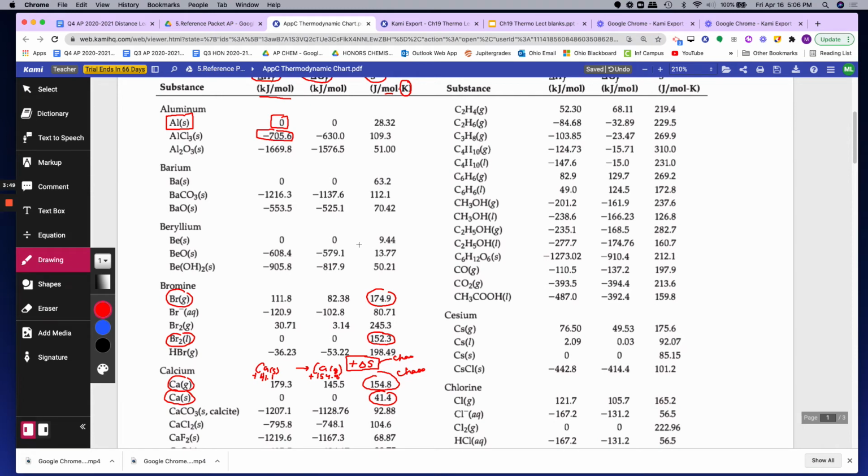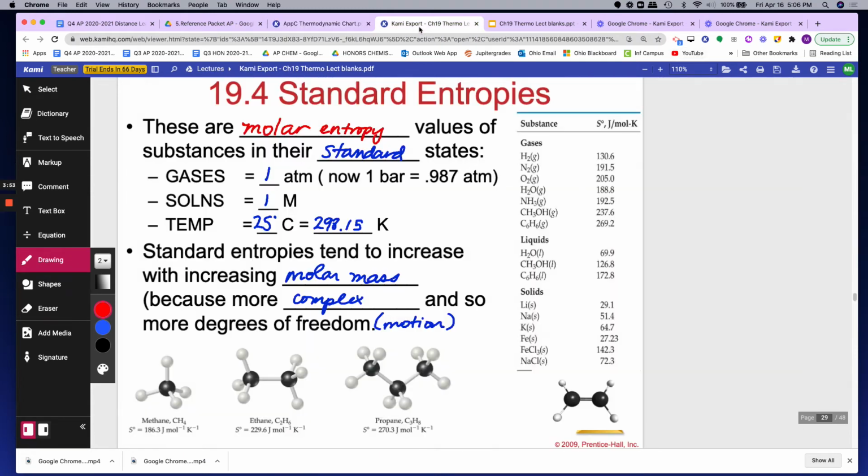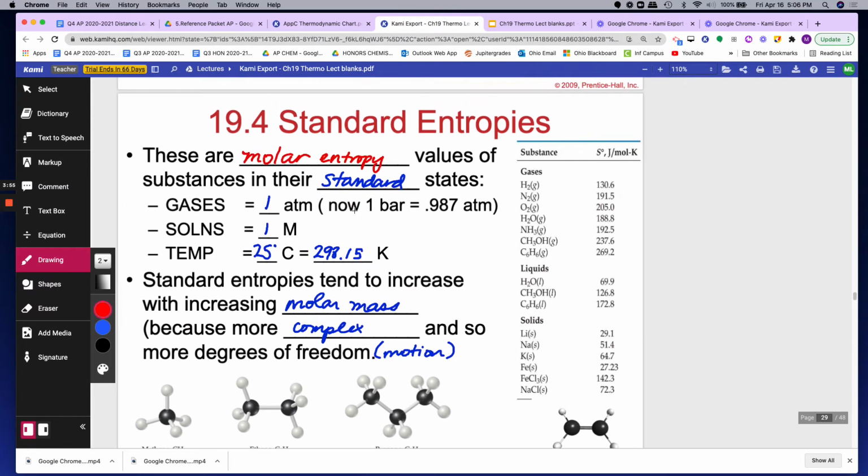Okay, so now you understand those. So let's go back to the lecture. So you know about molar entropies. So they're S's, and they're for every mole. This is S.